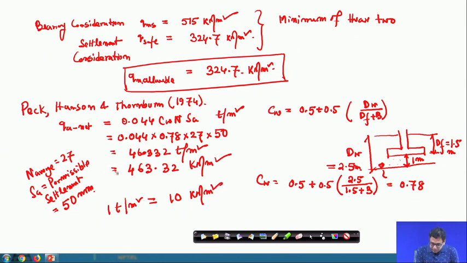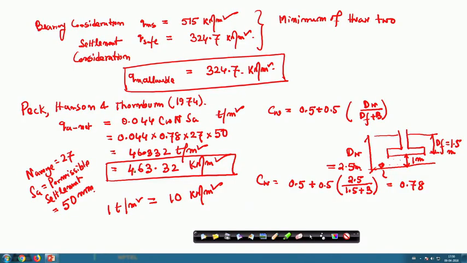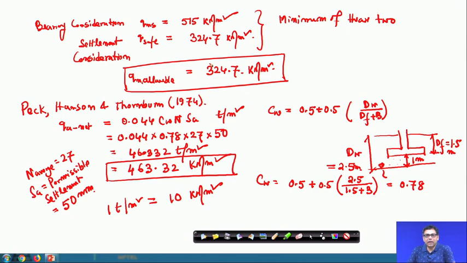So, if I directly calculate this thing, it is giving 463. Now we compare these two: directly we are getting 463, and from the settlement consideration we are getting 324.7. Here two different approaches we are using. So, ultimately I will use this as my load carrying capacity or the net allowable bearing capacity, because that is the lowest.